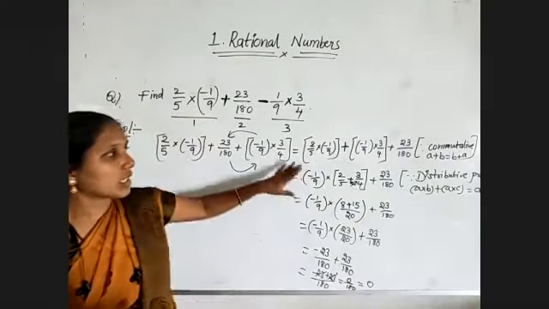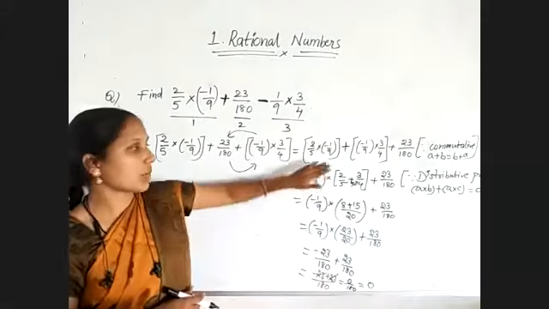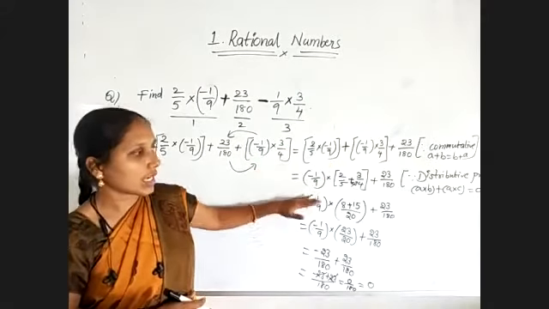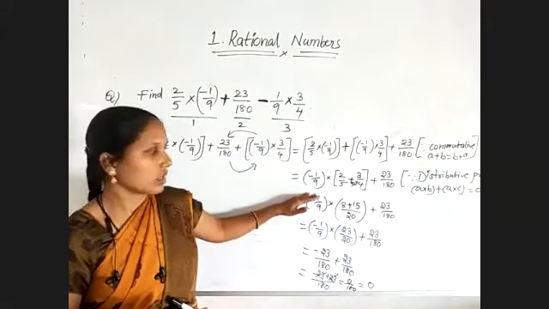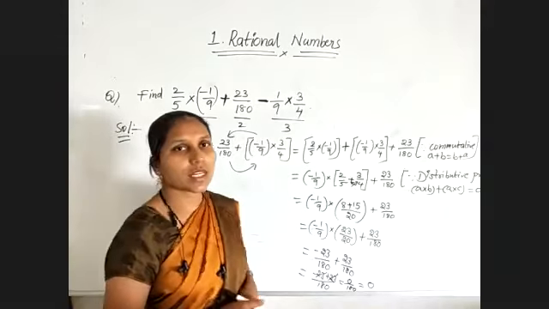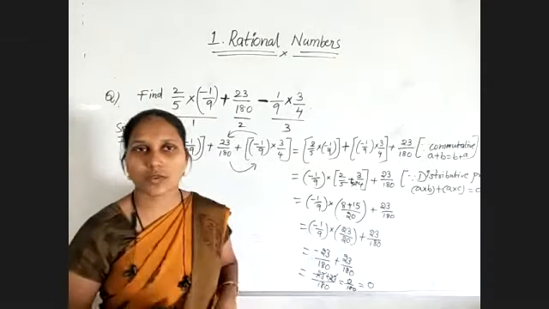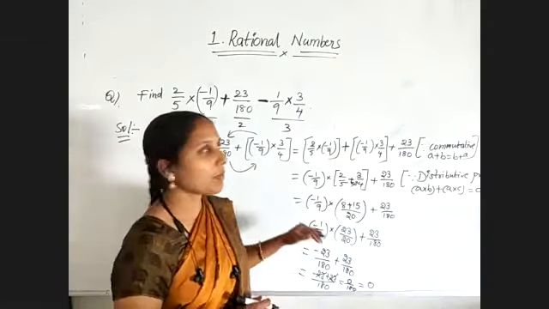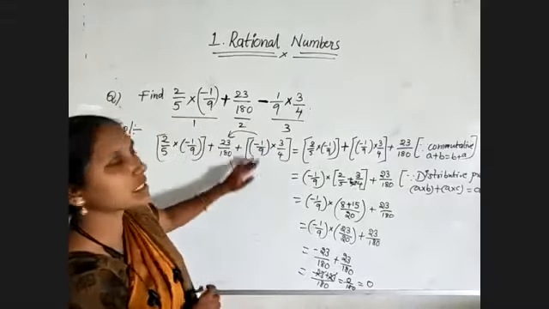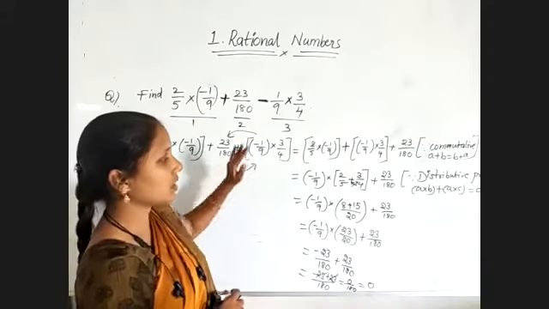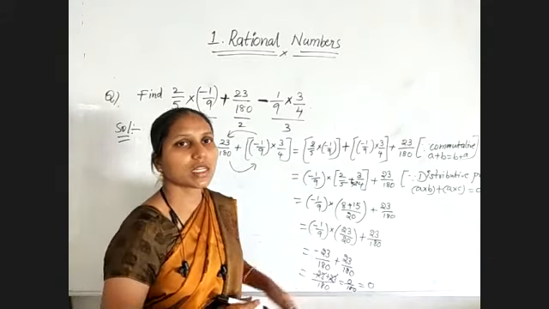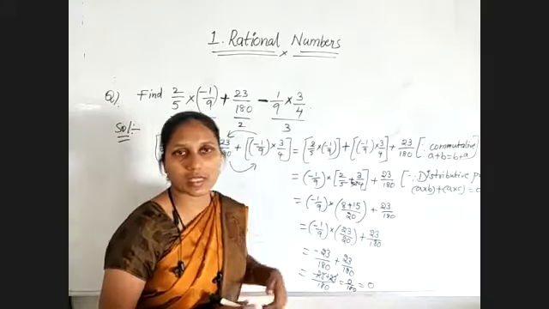So here we have used different properties: the commutative property and the distributive property. In this way we need to simplify any problem. For that sake only we have the properties. If we do it directly, it will take some time. Instead of that, we are using the different properties.